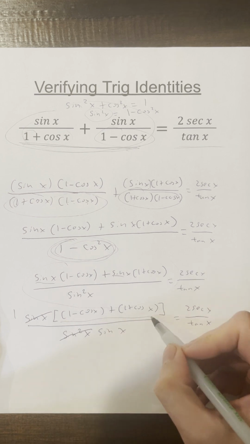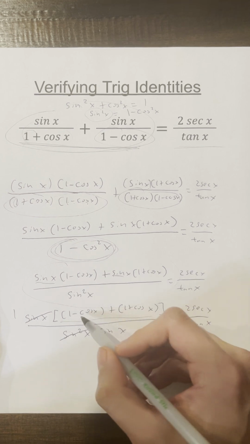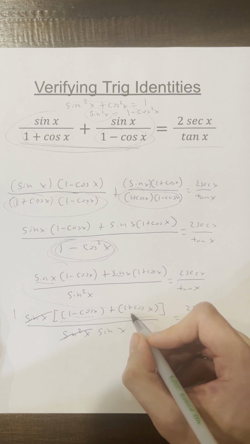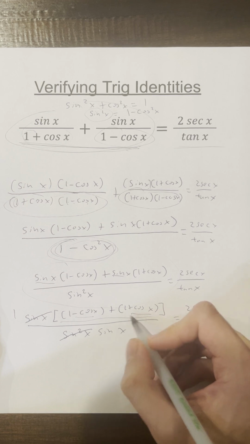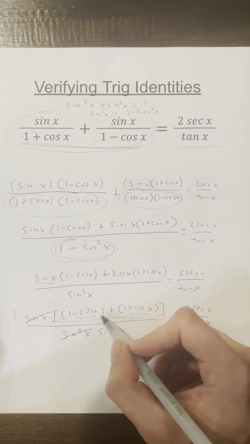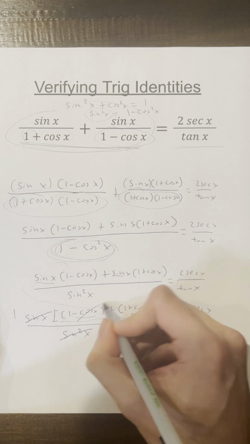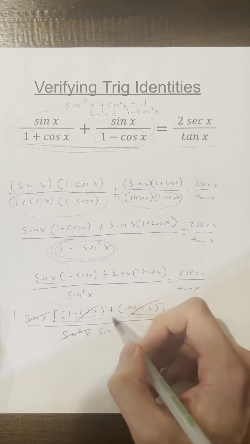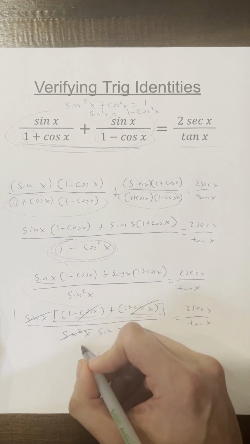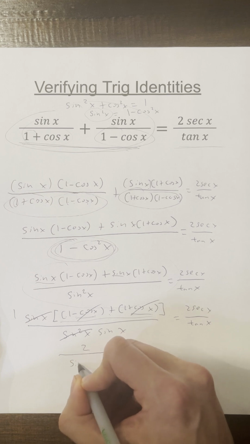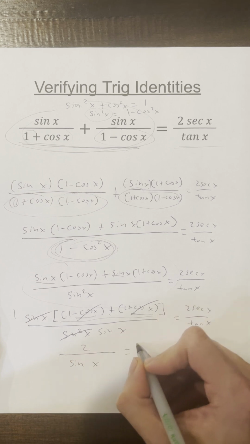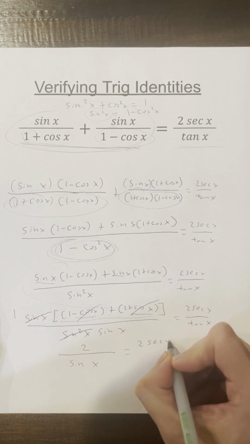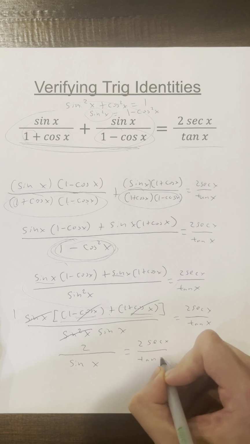What does the top become? So we're subtracting cosine and then we're adding cosine. So negative cosine x plus positive cosine x, that's just 0. 1 plus 1 is how much? 2. Okay, this is starting to look a lot more like the right-hand side.